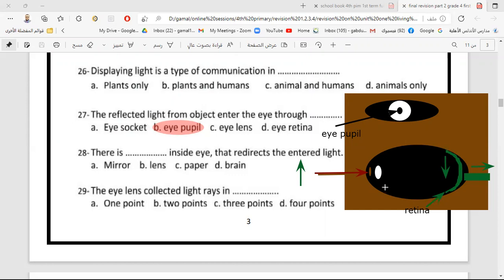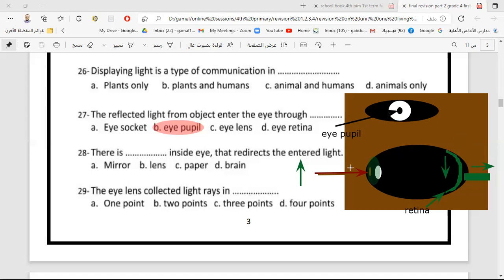So we have many parts of the eye. You have to know some parts of the eye. This is the cornea, the clear part of the eye, which is called the cornea. And the dark hole in the eye is called the eye pupil. And the lens is behind the eye pupil. And in the back, there is a retina.